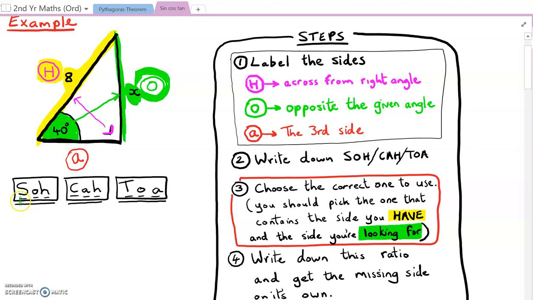So which one of these trig ratios, sine, cos, tan, contains O and H? Well, let's see. There's an O. There's an O. There's an H. There's an H. So which one of the 3 has both O and H? It's in sine. So I'm going to pick sine. Not going to bother with these 2. I need to pick the one that has both the side I have, yep, and the side I'm looking for, yep. So I'm going to pick sine.